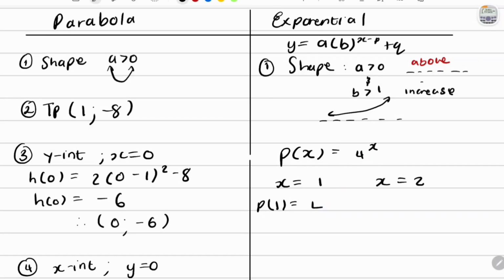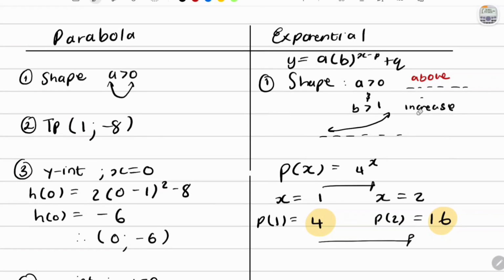4 to the power of 1 is 4. Then when I substitute 2, 4 to the power of 2 is 16. Then you're just going to look at your result. Look at 4 and 16, right? From x being equal to 1 to x being equal to 2, would you say the numbers are increasing or decreasing? They are increasing. So there we go. And that's how you know that this graph is increasing.